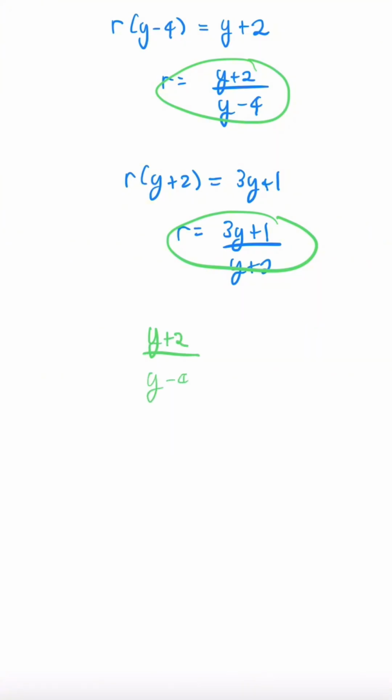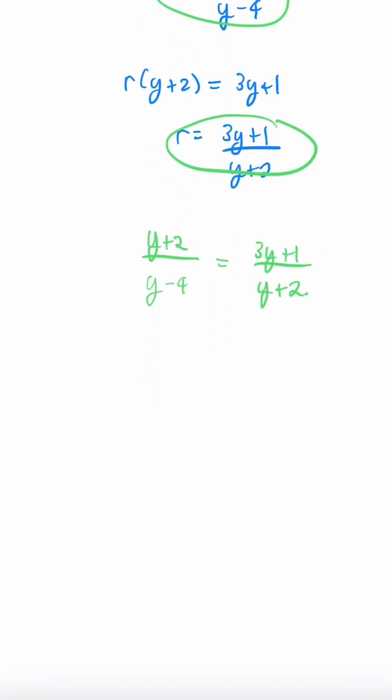So we've got y plus 2 over y minus 4 equals 3y plus 1 over y plus 2. We can now go ahead and cross multiply to remove these fractions. So we've got y plus 2 times by y plus 2 on one side, and that's equal to 3y add 1 times by y minus 4. Let's go ahead now and expand this out.